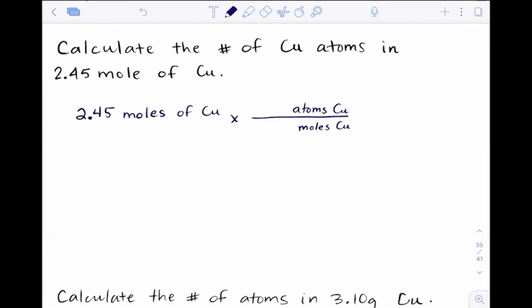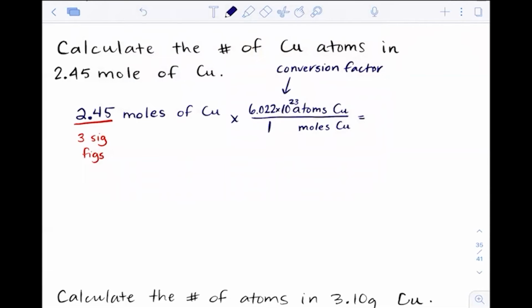Looking at Avogadro's number, I know the 6.022 times 10 to the 23rd atoms goes in the numerator and 1 mole goes in the denominator. This conversion factor, again, we never want to use for our sig figs. Think about that conversion factor as an infinite number of sig figs. So the value we want to look at for our sig figs is our measured, given value. We have 3 sig figs here, and so in our answer, we should have 3 sig figs.